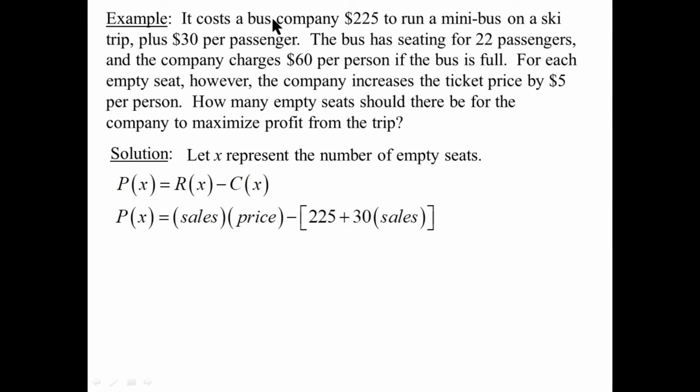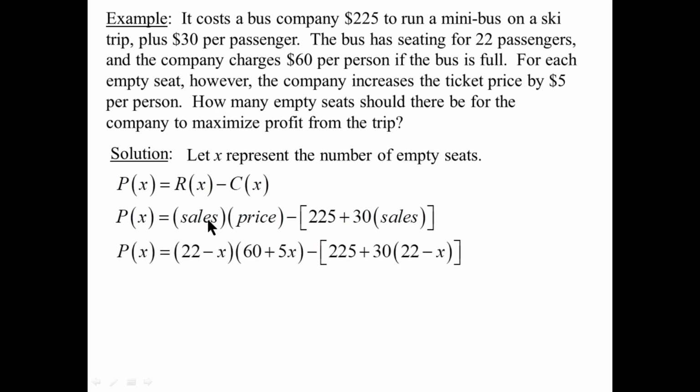Looking into the paragraph, I see there's a fixed fee and $30 for every sale, for every person. It says it right here, $30 per passenger. Now the number of sales will be the full 22 passengers minus the empty seats, and X represents the empty seats, so the number of sales will be 22 take away X. Meanwhile, the price is $60 per person, but it's going up $5 for every empty seat. That's where we get this expression for price.